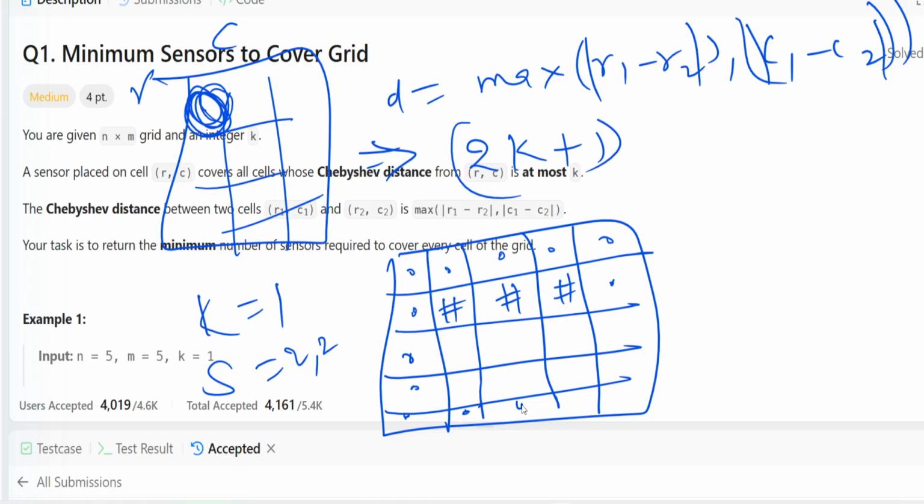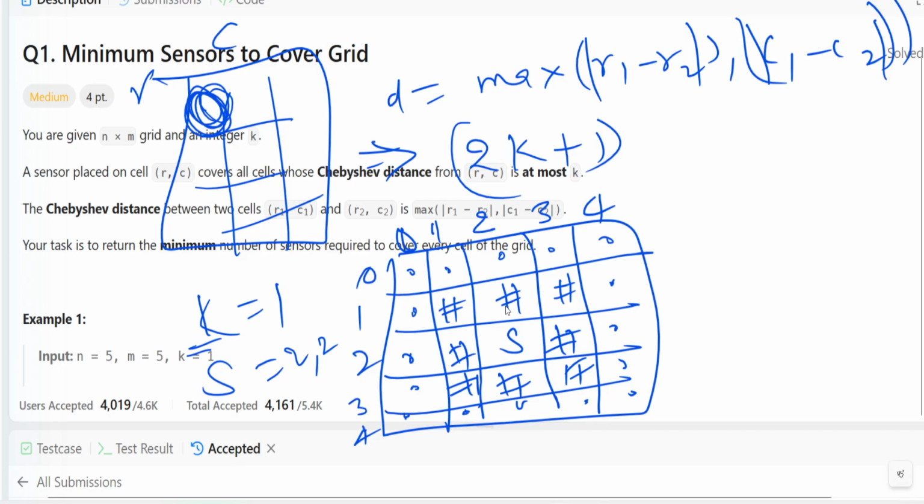So all the outer side we will take like this. And we'll take the sensor here. Let's suppose k is equal to 1 and the sensor is placed at 2 2. For example, this is 2 and this is also 2, row and column. This is 0 1 2 3 and 4, 0 1 2 3 and 4, like that we can say. Okay, so the sensor is placed here. S is nothing but the sensor, and these are the covered cells.